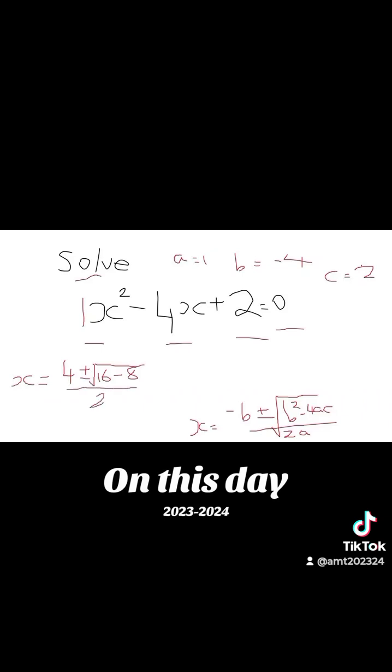I can simplify it and plug into my calculator, one with a plus, one with a minus. You have 4 plus or minus the square root of 8 all over 2. When I plug this into my calculator, what are we going to get? Just give me 1 second to get my calculator.